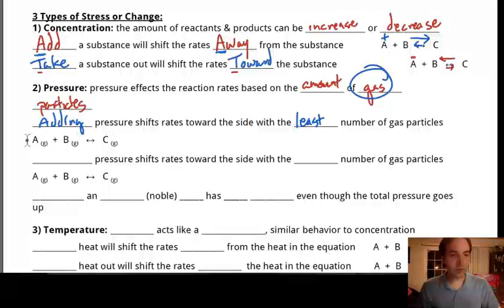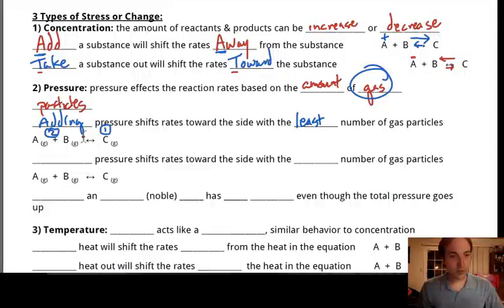Notice we have three gases. We have gas A plus gas B will produce gas C. Now if we count these up, all of these have a coefficient of 1, so we could think of this as one A gas particle combines with one B gas particle to produce one C gas particle. So on this side we have two gas particles. On this side we only have one gas particle. What that means is by adding pressure, again, it's going to shift towards the least number of gas particles.